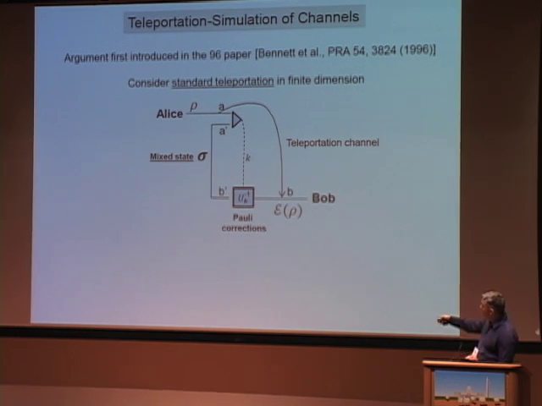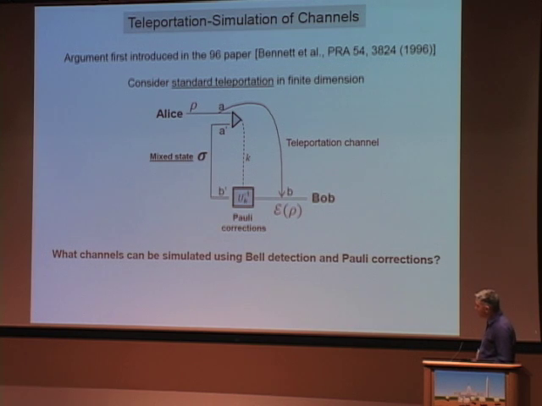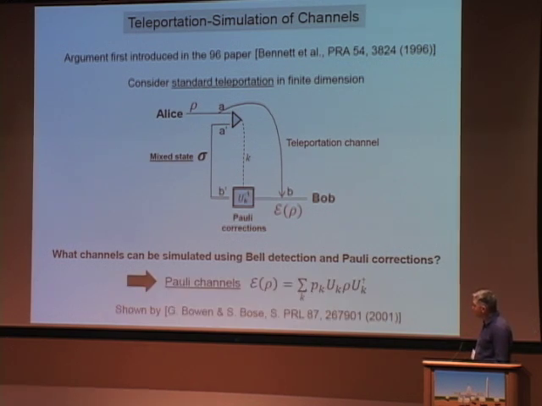So you don't have here a rho, but you have the output, which is some channel applied to rho. So that's the idea. You have a teleportation channel, a channel simulated by teleportation. The question is, what channels can be simulated using Bell detection and standard Pauli corrections? You can simulate all Pauli channels. That was shown by Bowen and Bose in 2001.